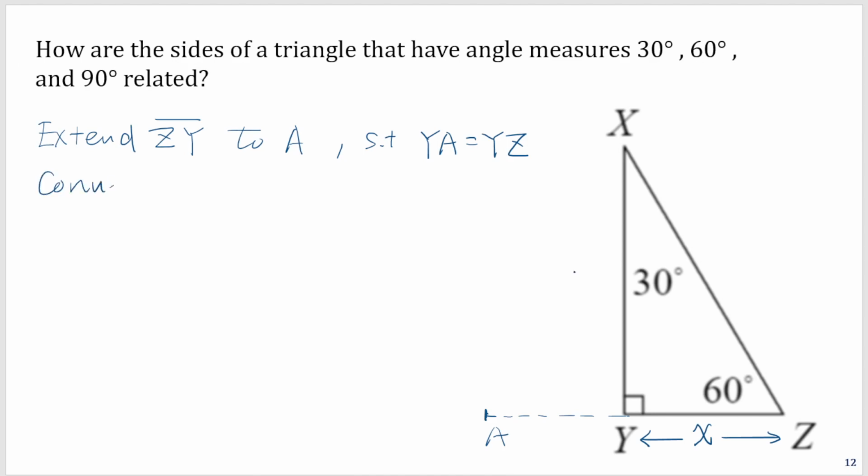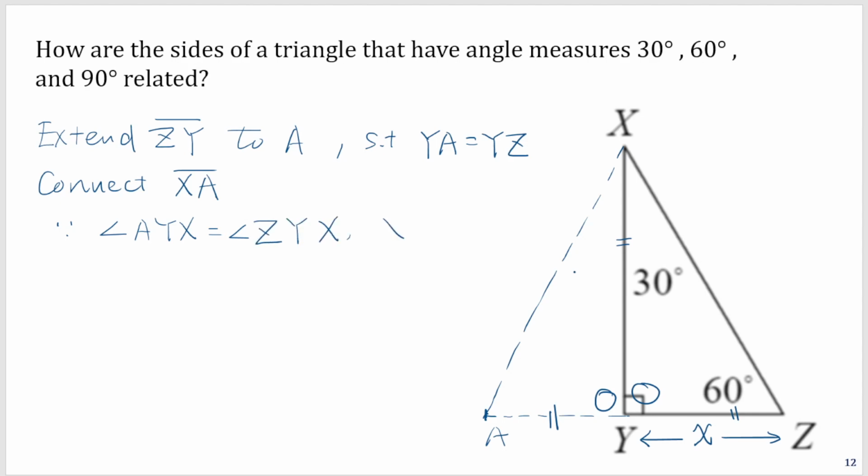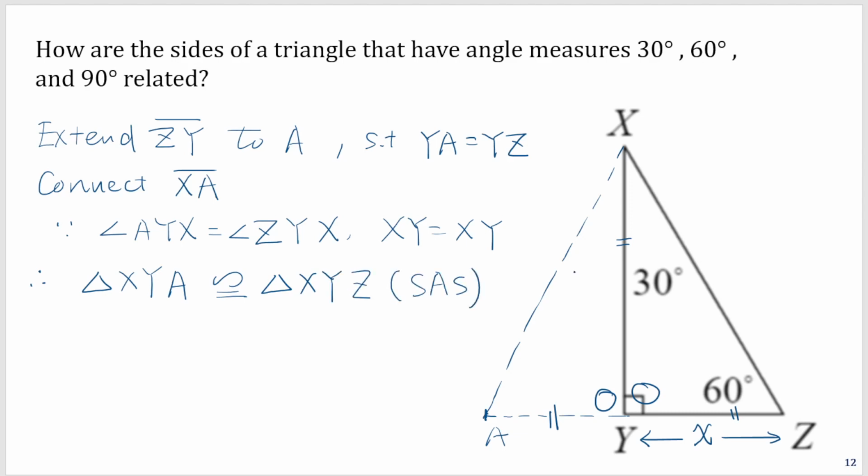And then connect XA. Then we have YA equals YZ, right? And this angle is 90 degrees, this angle is another 90 degrees, and they share the same length here, right? And because angle AYX equals angle ZYX, and of course XY equals XY, this tells us the left triangle XYA is congruent to the right triangle XYZ by SAS congruency, right?